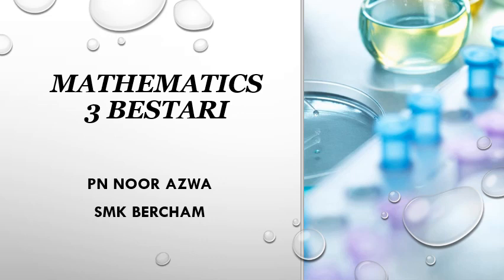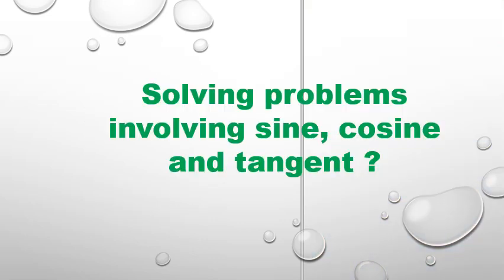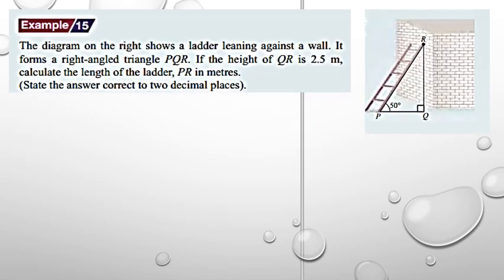So today we will continue our lesson in chapter 5, trigonometric ratios, and we will finish our last part in this chapter. Okay, so today you will learn solving problems involving sine, cosine and tangent. Right, so look at the example. Okay, example 15. This is from your textbook, page 122.